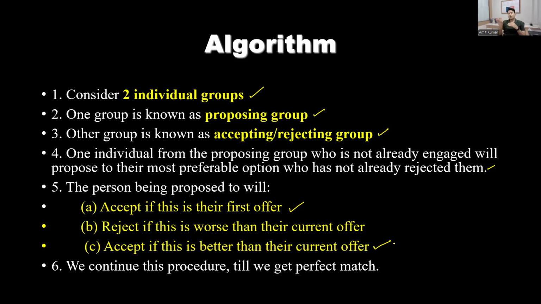The offer gets rejected if this option is not better than the current one. We will proceed in the same manner for each individual: individual one exercises the first option, then individual two exercises their option, then three, then four. And we will do this continuously until we get a matching.